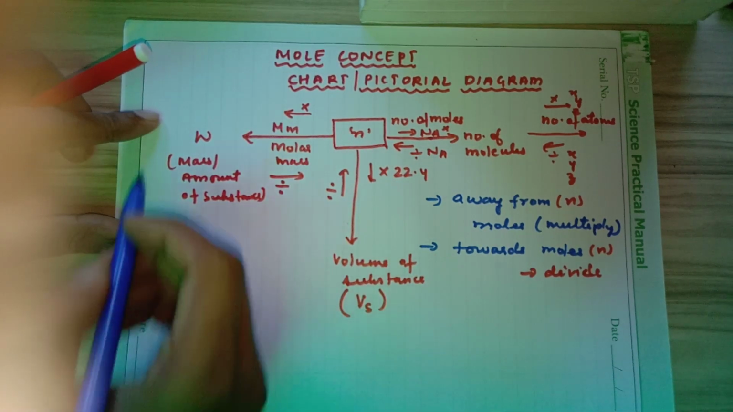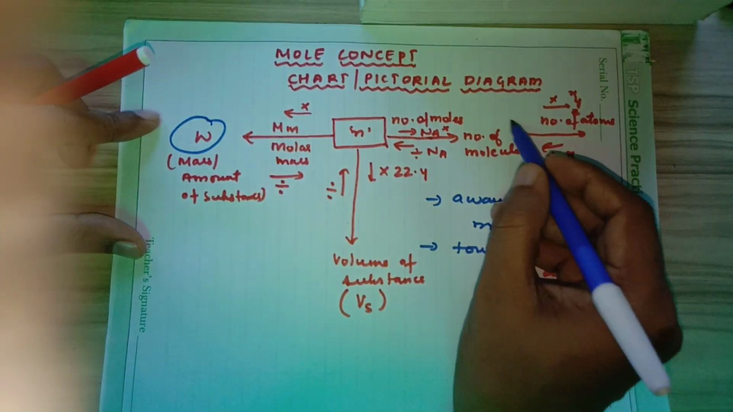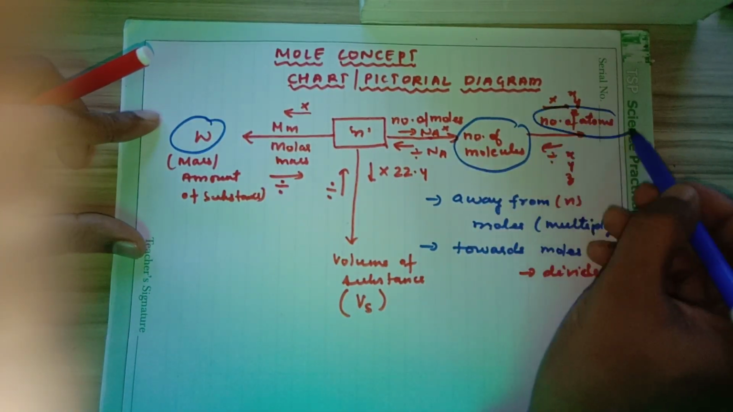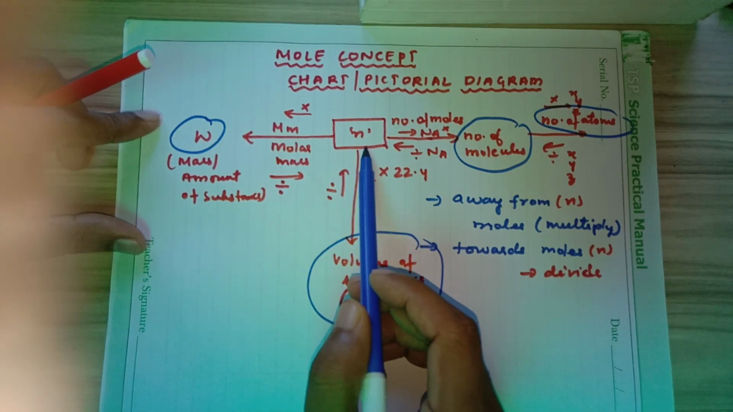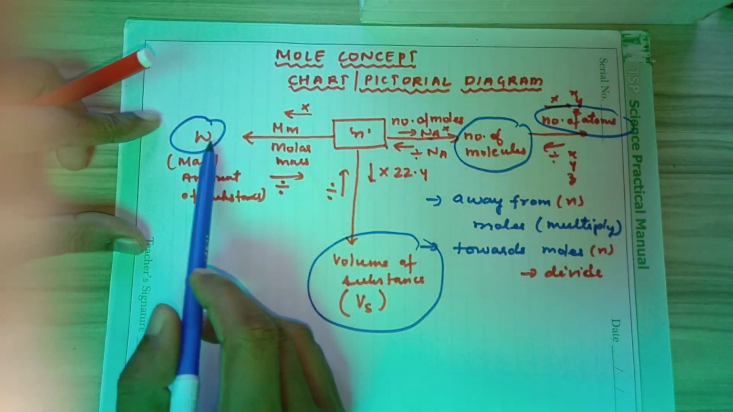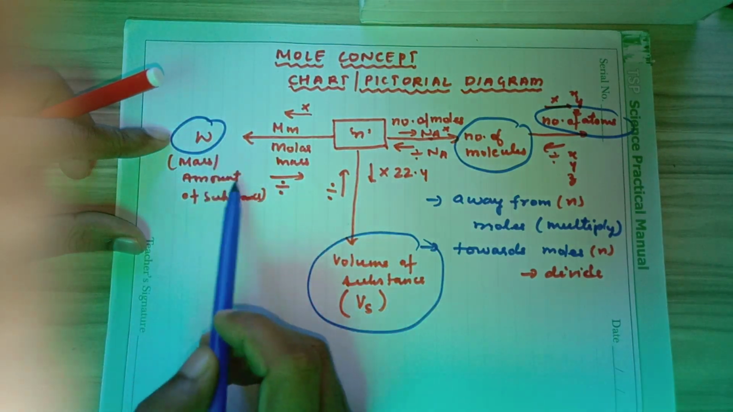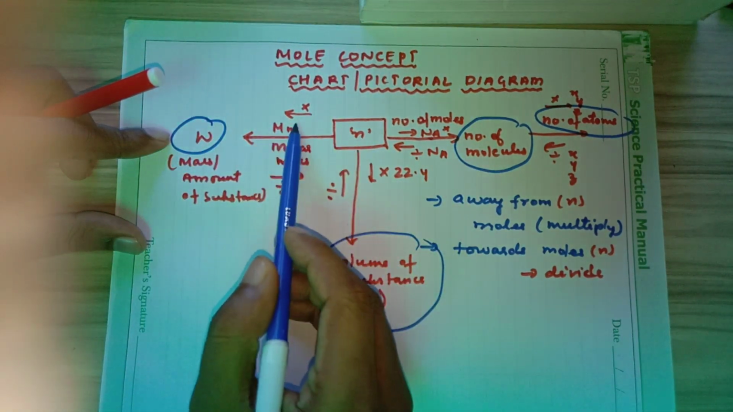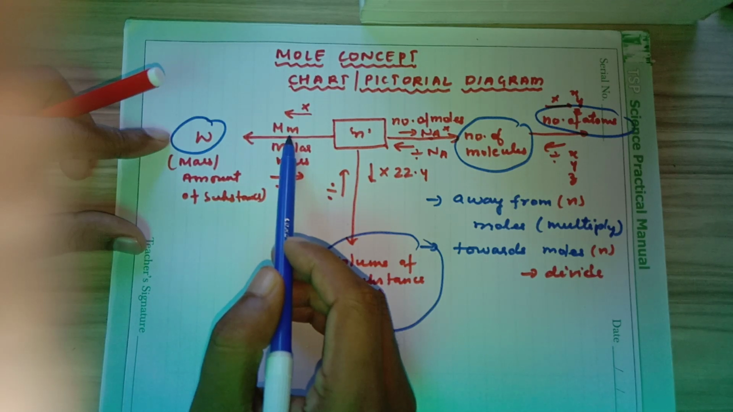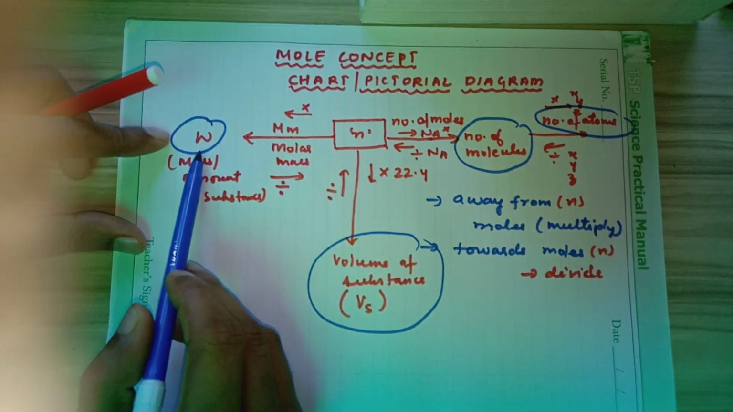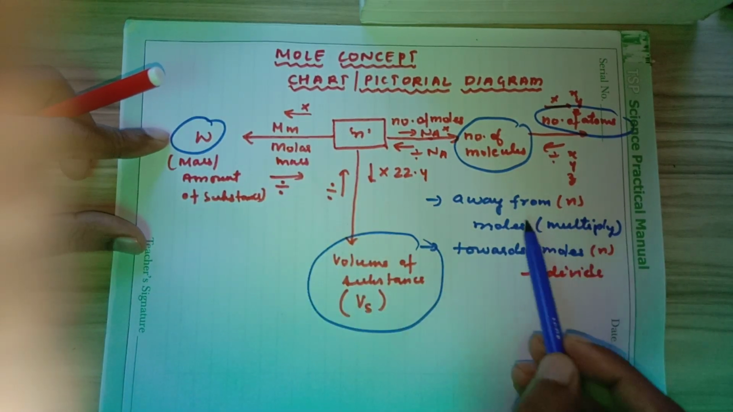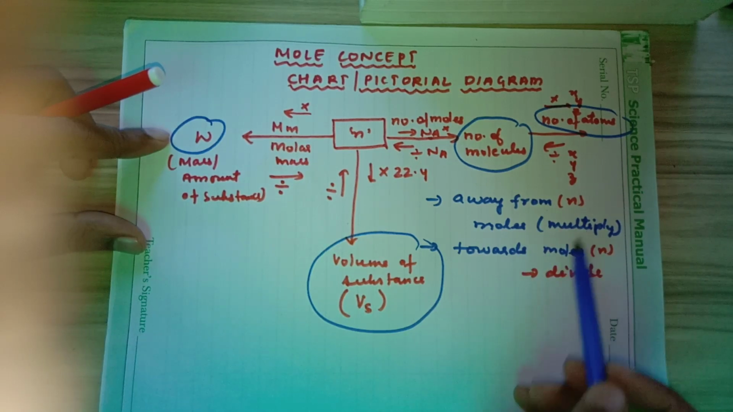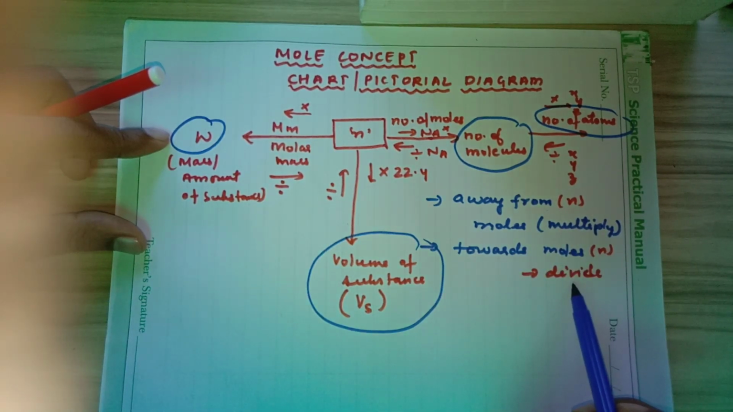weight or amount of substance or masses, or we can find number of molecules, number of atoms, or we can find volume of a given substance. So here in the center it is given as number of moles, and if you are moving towards weight, that is mass or amount of substance, we have to multiply it by its molar mass. And if we are given mass of a substance and we have to find number of moles, then we have to divide it by molar mass. That is, away from number of moles we have to multiply, and towards moles we have to divide simply.